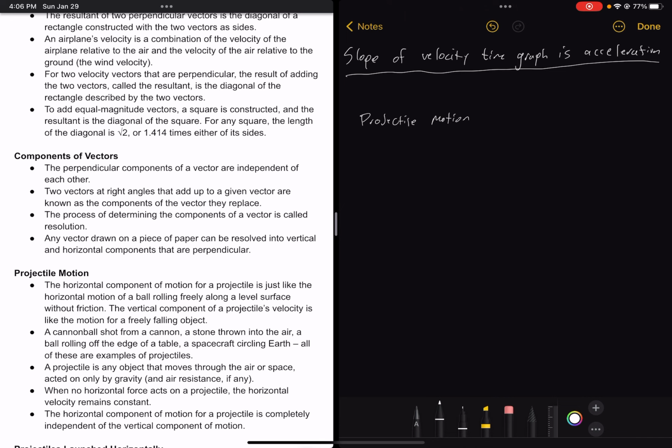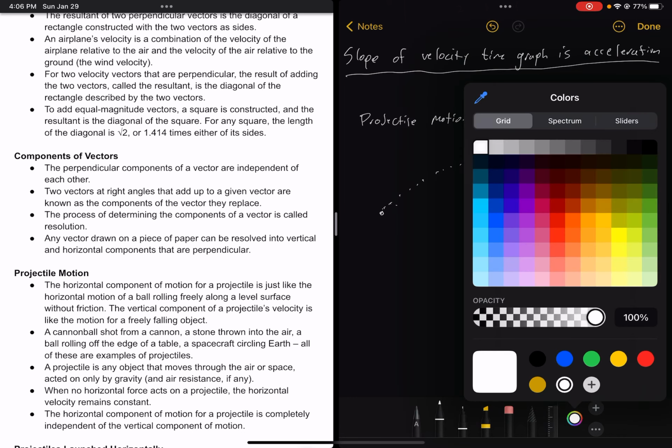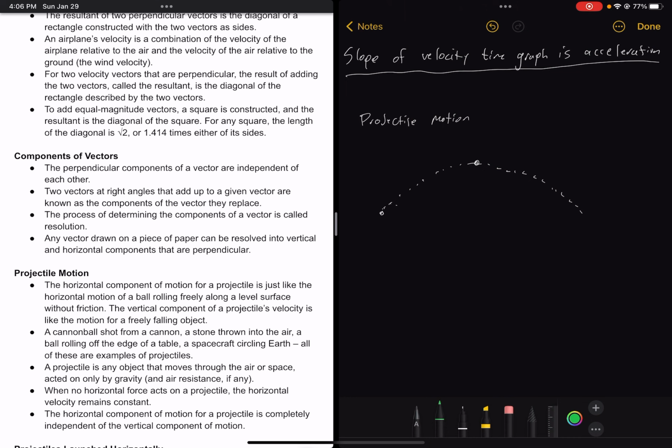Okay, so for projectile motion, the only thing that actually changes is the vertical velocity. The horizontal velocity doesn't change. Say I have some object here, and I look at its velocity over time. I'll use green for horizontal velocity. So let's say this is the horizontal velocity, Vx.